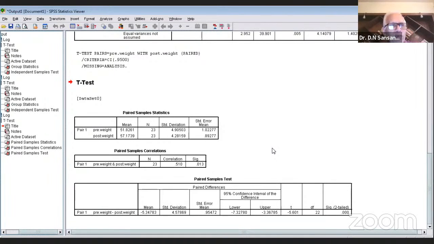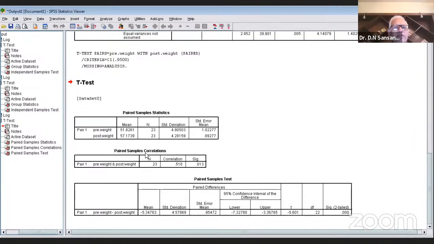You cannot write 23 plus 23. The sample size is not 46. It is only 23. This is important. That is why your degree of freedom is 22, because 23 minus 1. Okay, all right. And this is your t value. This t value is significant. It is 5.60, and it is significant at the 0.01 level.